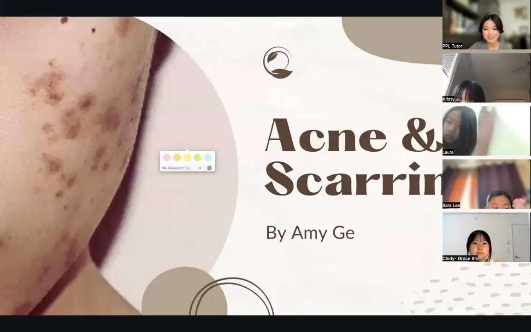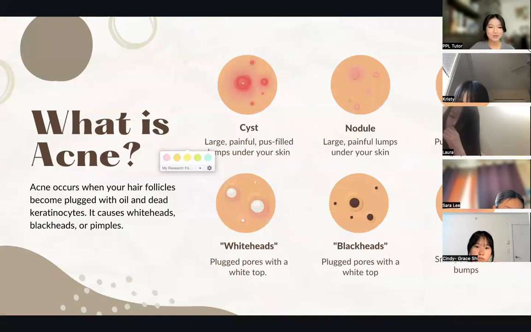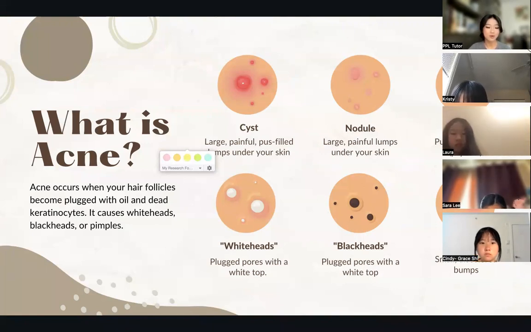Great. So acne and scarring. All right. So what is acne? I know this is very, very common, but most people don't actually know what acne actually is. So acne occurs when your hair follicles become plugged with oil and dead keratinocytes. It causes whiteheads, blackheads, or pimples.